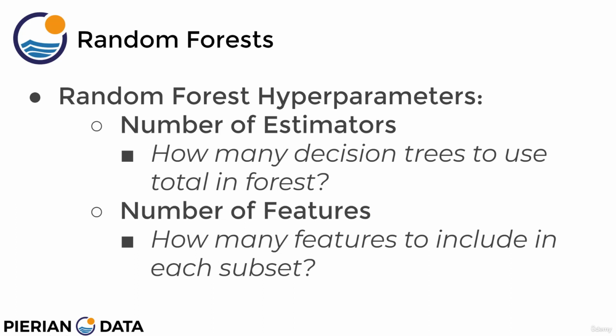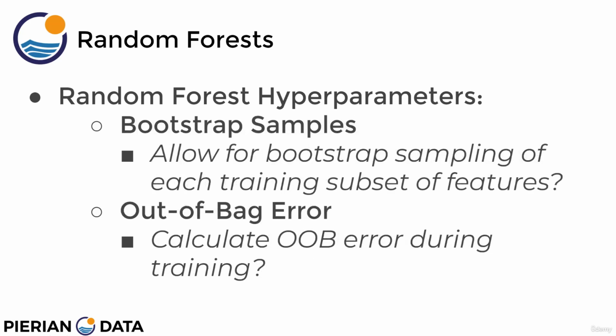The first two are really just answering the questions, number of estimators, how many decision trees to use total in the forest. That is, should I have 10 decision trees in the forest, 100 decision trees, etc. How do we actually decide on the number of estimators to use? Then we have the number of features. How many features to include in each of those random subsets at each split? Then there's bootstrap samples. Should we allow for bootstrap sampling of each training subset of features? Which means we need to learn what bootstrap actually means in reference to the sampling.